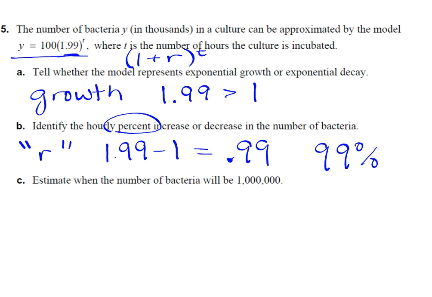Now this says estimate when the number of bacteria will reach 1 million. Now our y is in what? So 1 million is how many thousands? 1,000. So we want to know when y hits 1,000.